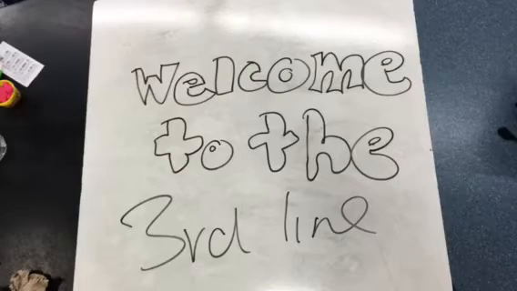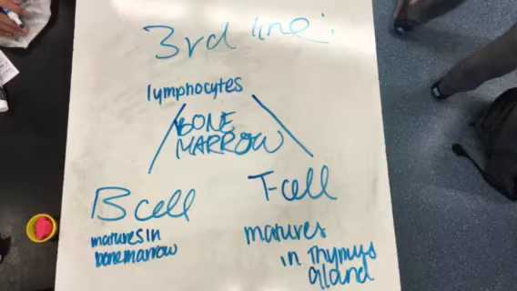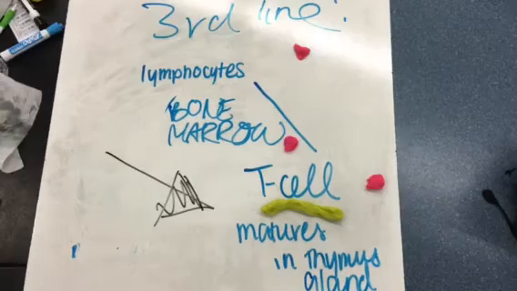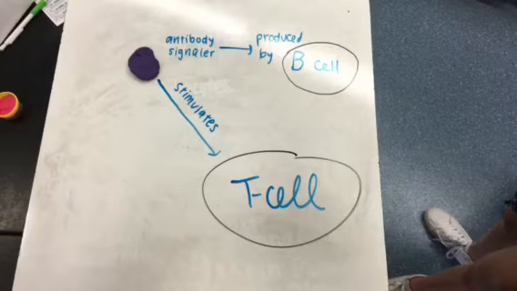Welcome to the third line of defense, where lymphocytes are brought into the situation. We will be focusing more on T cells. Antibodies stimulate the T cells. The antibodies were produced by the B cells.